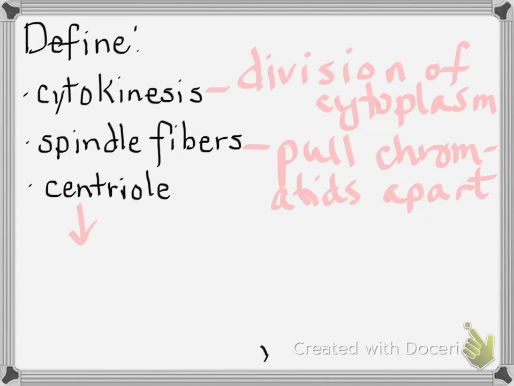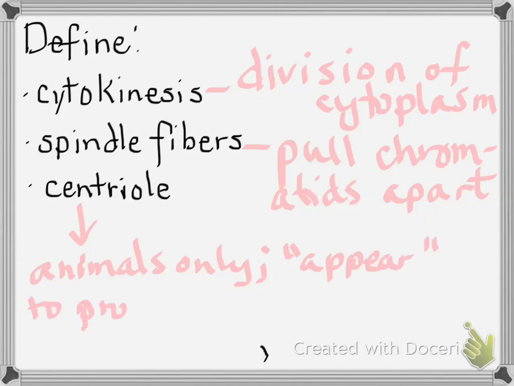What's a centriole? First of all, who's got those? Animals, good Dane. Animals only. And they seem to produce spindle fibers. We're not sure, but they appear to. Very conflicting evidence there. I have they appear to produce spindle fibers, and they're only in animals. Fascinating things. They're the mysterious organelles.